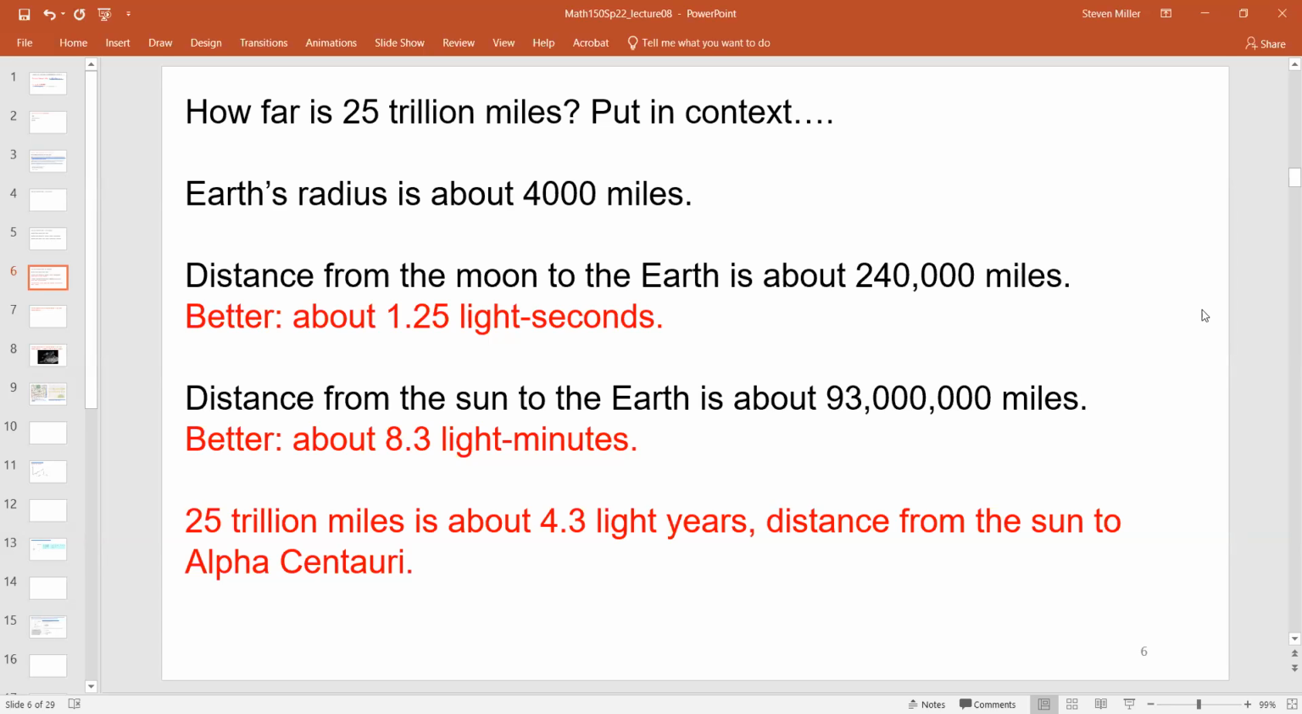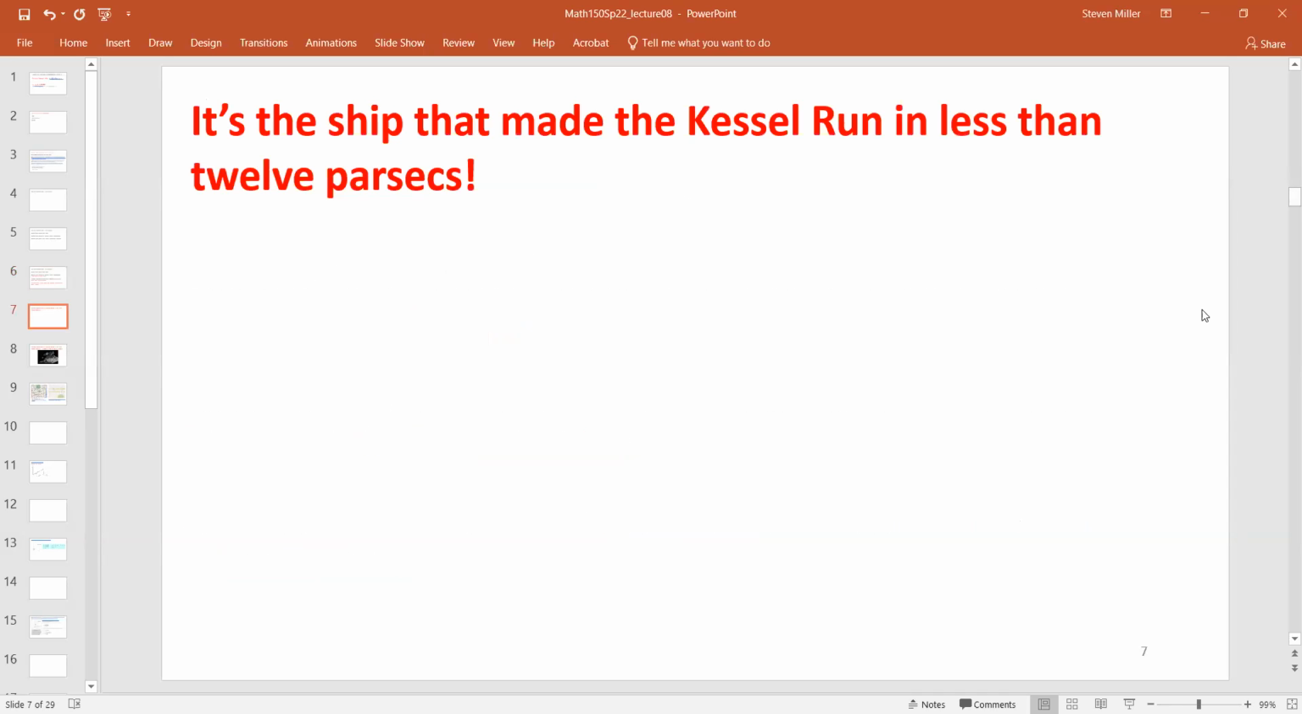So Alpha Centauri is the second closest star to the Earth. What's the closest? The sun, right? Second closest is Alpha Centauri. It's about 4.3 light years away. And so that's a good way to put 25 trillion miles in context.